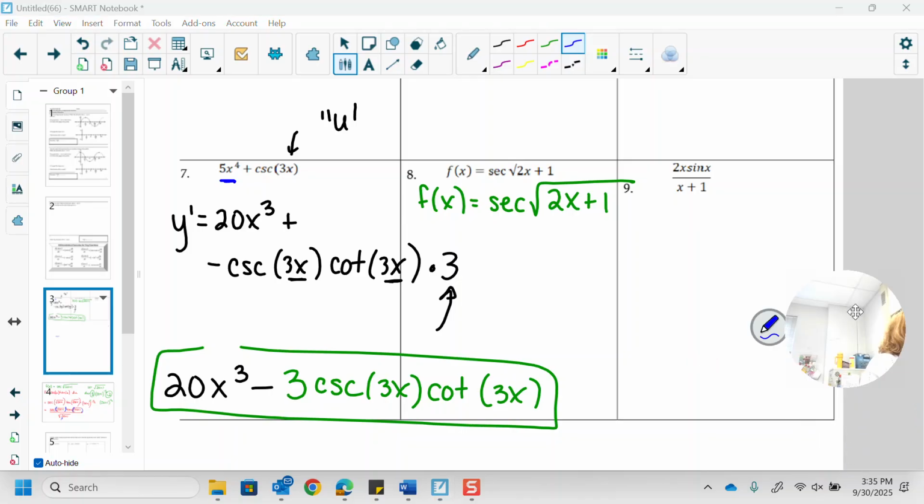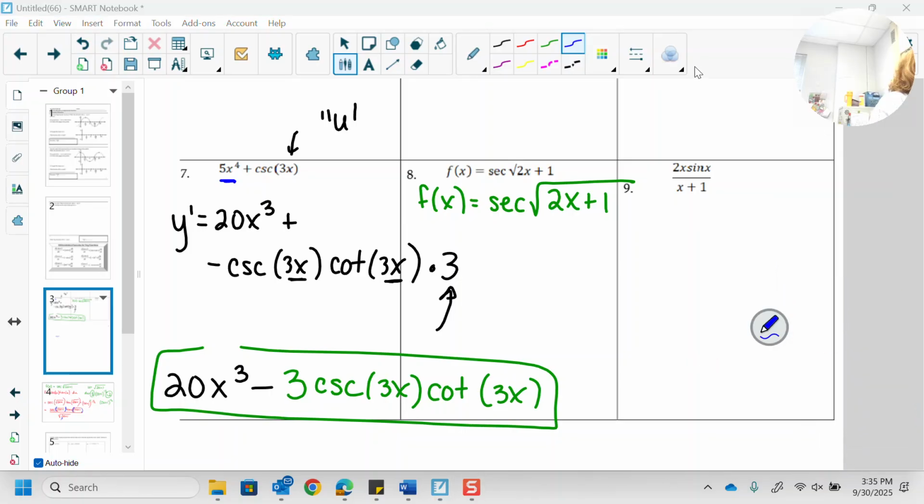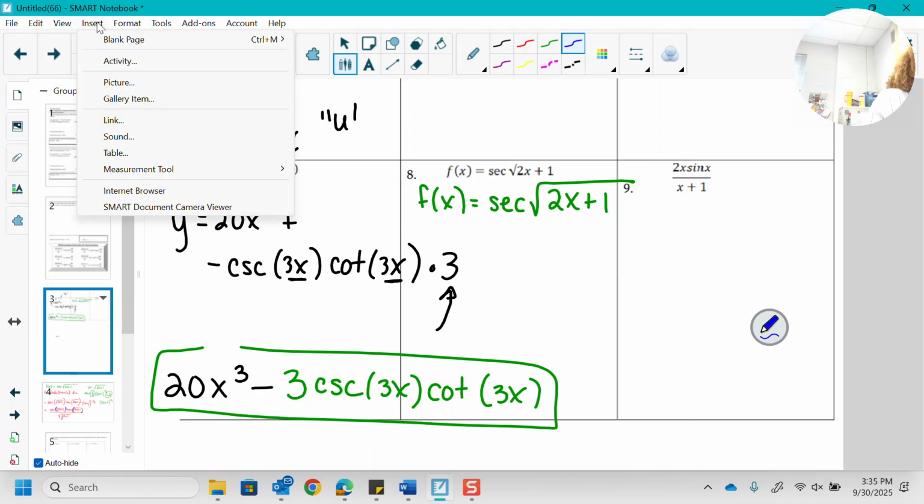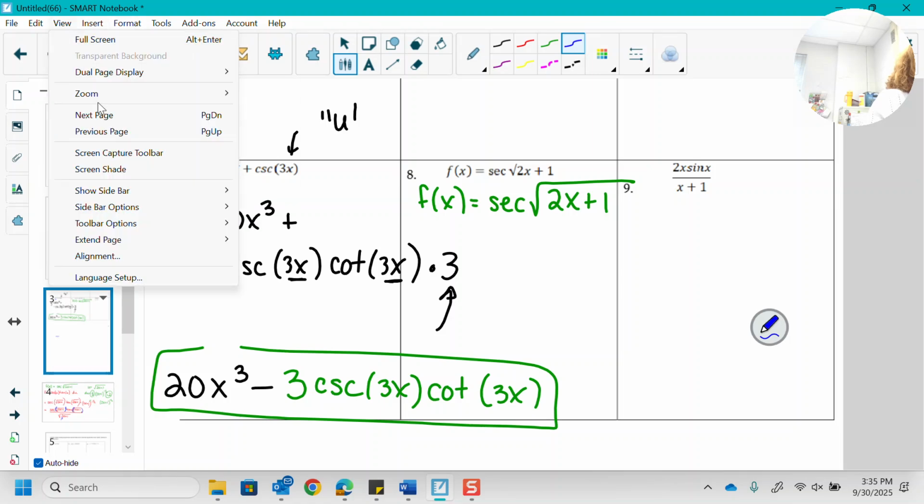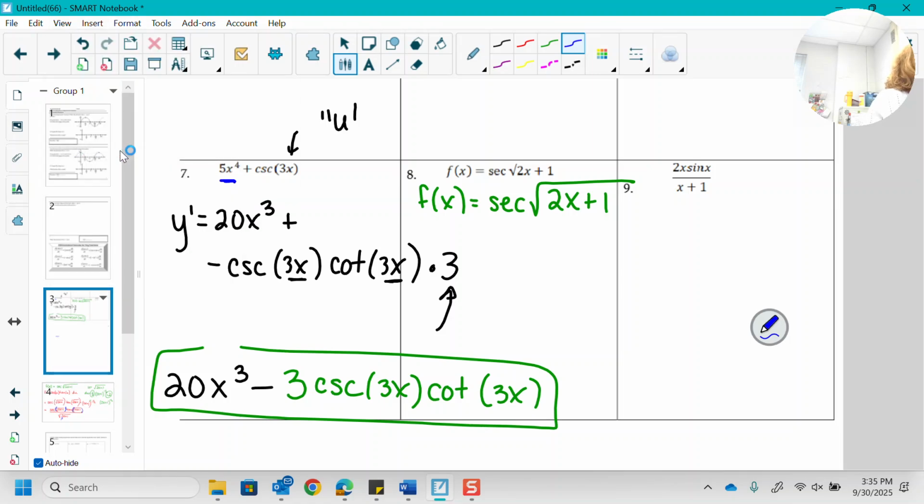And then number 9, we've got the quotient rule, and inside the quotient rule we've got a product rule in the numerator part. So we are going to have to do a quotient rule.